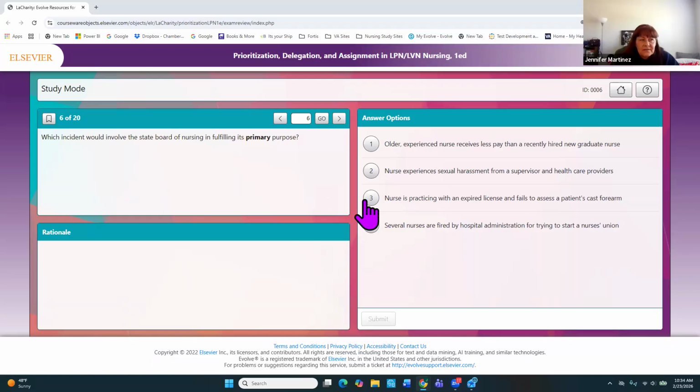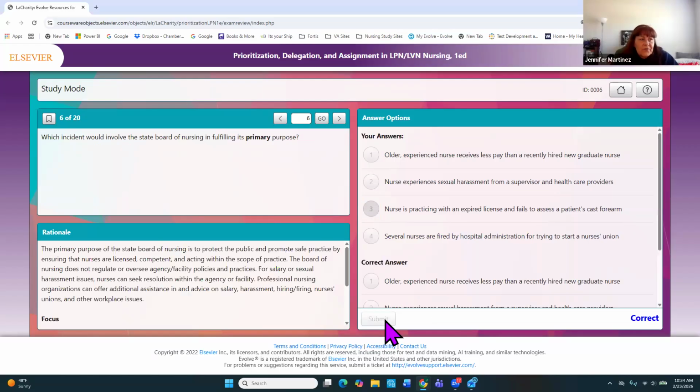Anybody else? I only got a couple here. All right. So number 3. Absolutely correct, right? So the primary purpose of the State Board of Nursing is to protect the public and promote safe practice by ensuring that nurses are licensed, competent, and acting within their scope of practice.